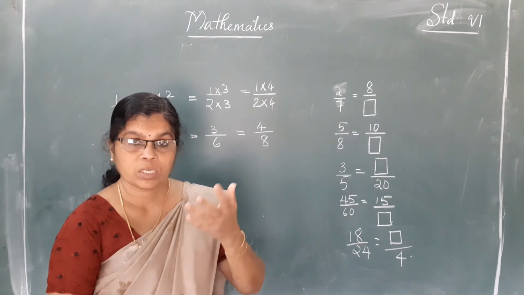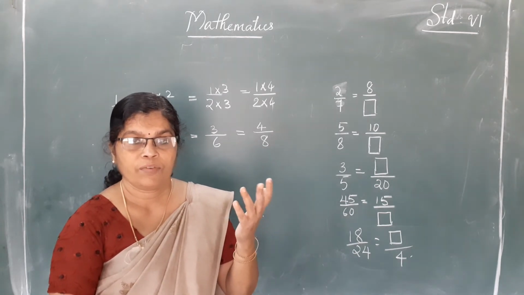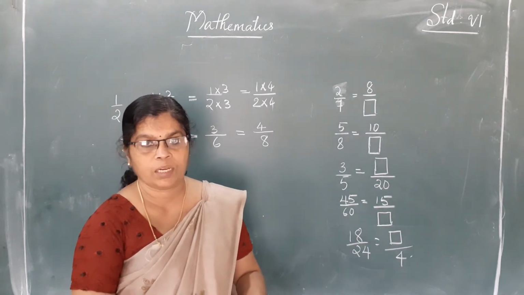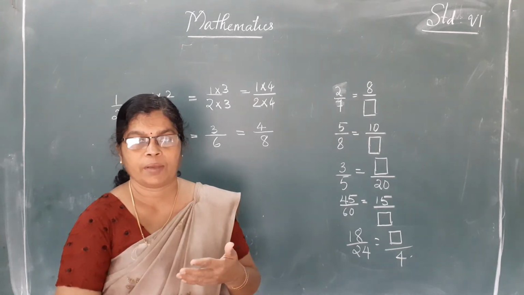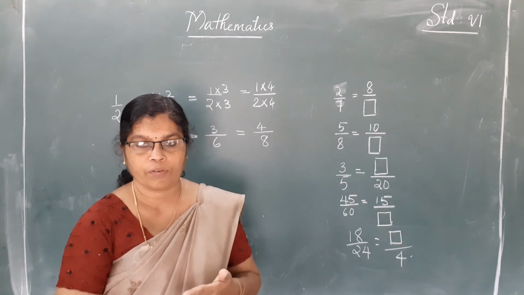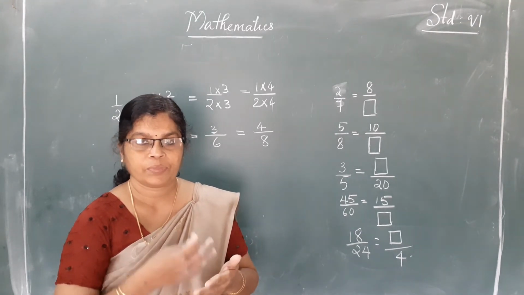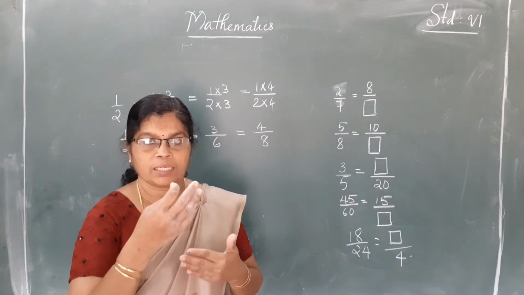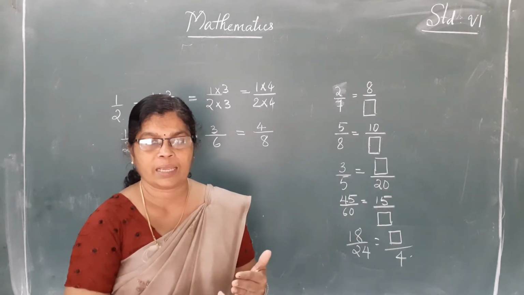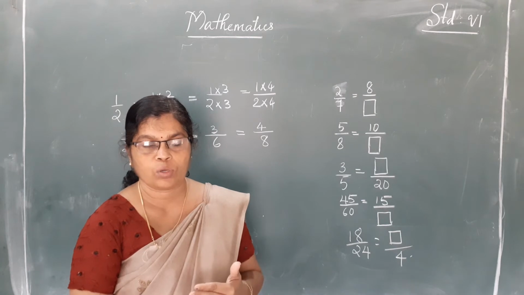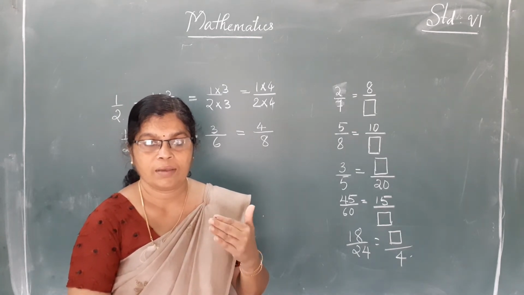Similarly, if the fraction is a big fraction, then we can divide the numerator and denominator by the same number, right? So by dividing also we can find the equivalent fraction, and by multiplying the same number in the numerator and denominator we get the equivalent fraction, and if we divide the same number in the numerator and denominator also we get the equivalent fraction.